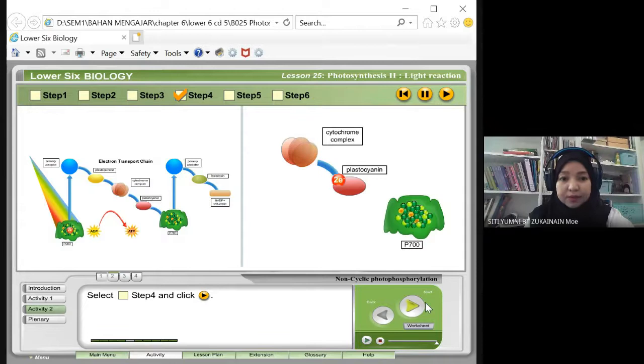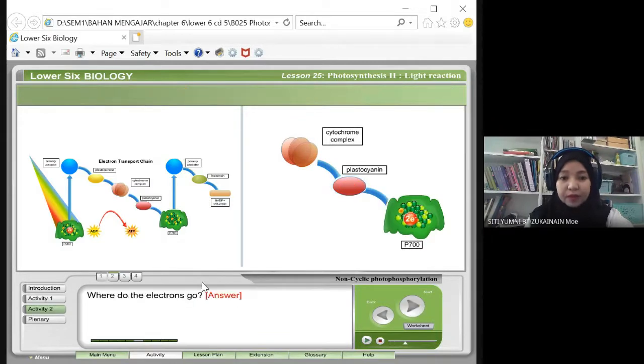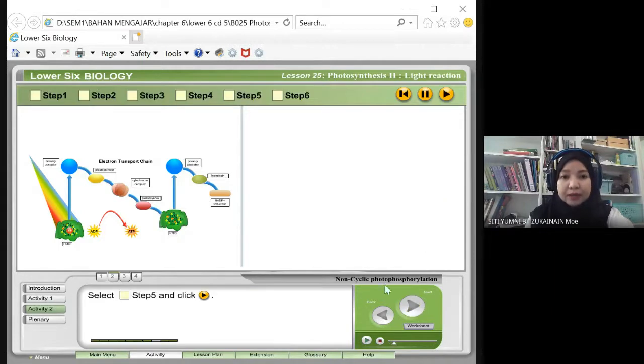What can you observe here? You can observe electrons. So this is another stage in the non-cyclic photophosphorylation. Now electrons go to P700 of photosystem 1. Do you think that the electrons return to P680 of photosystem 2? Of course not, because let's observe why.